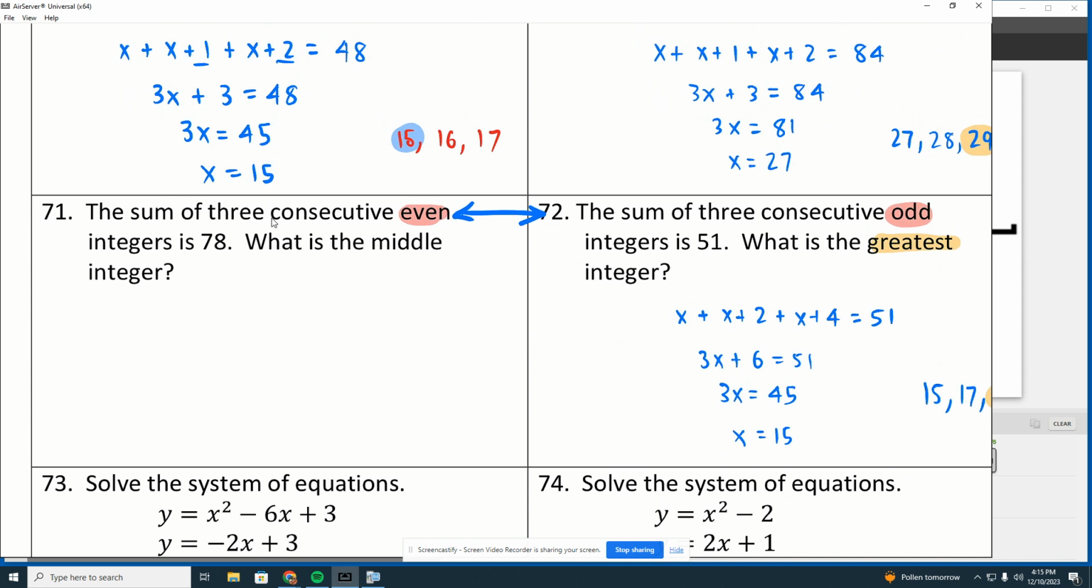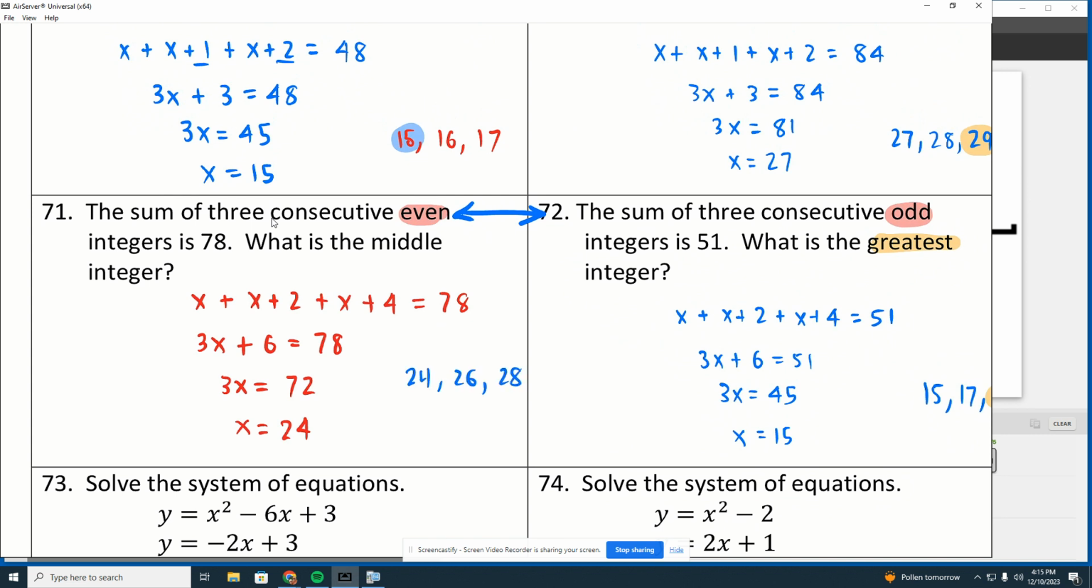If it asks me to deal with 3 consecutive even integers, that's x plus x plus 2 plus x plus 4. And in this case, it equals 78. So we have x plus x plus x, which is 3x. But this time we have 2 plus 4, which is 6. So I'm going to subtract 6. That's 72. I'm going to divide by 3. So that's 24. So my 3 consecutive even integers are 24, 26, and 28.